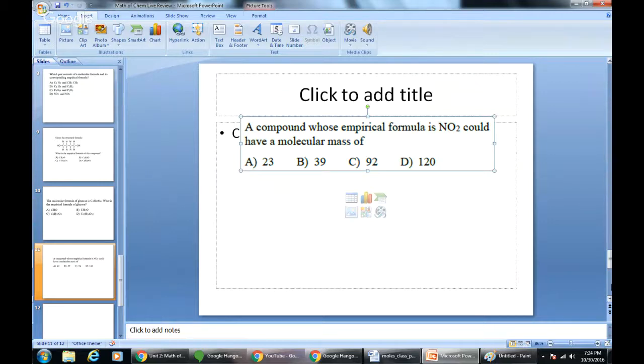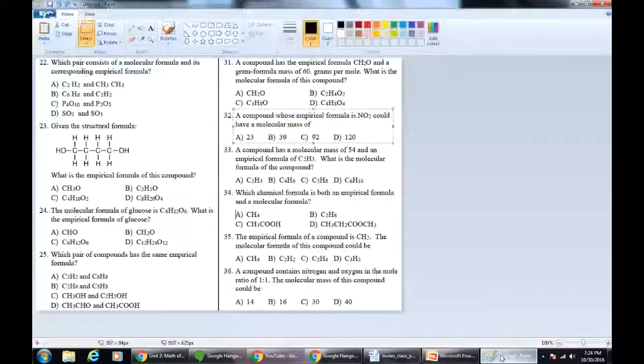You can't go lower than 46 because that's the empirical formula. That's what it weighs. It cannot get lower. That's what empirical means. It can be a multiple of this, though. So 46 times 2, where everything is multiplied by 2, that molecular formula would be N2O4. So that weighs 46 times 2, which is 92, answer choice C. And that would be correct. All right, any other ones?